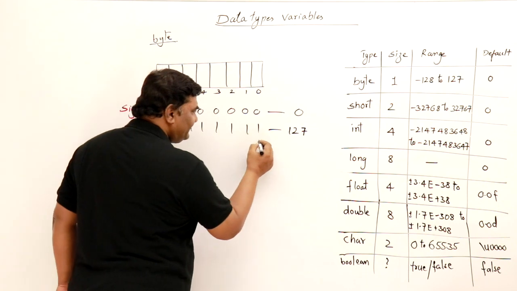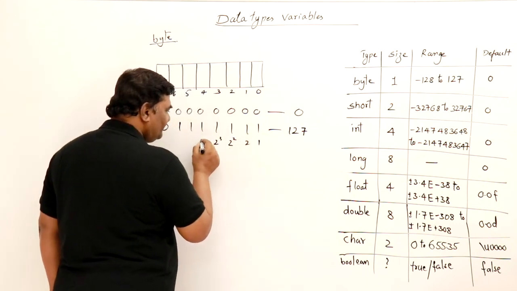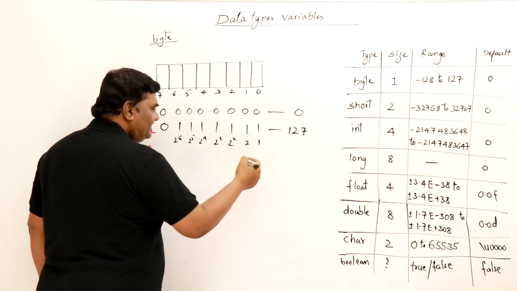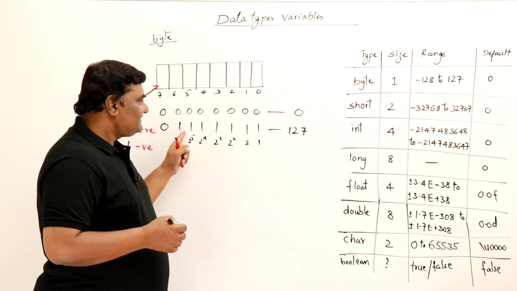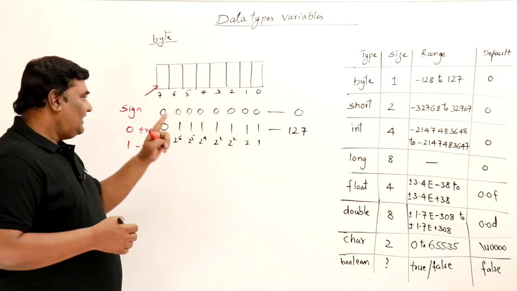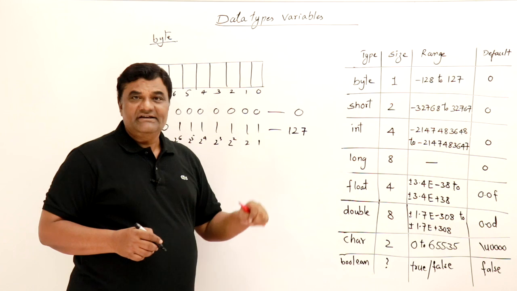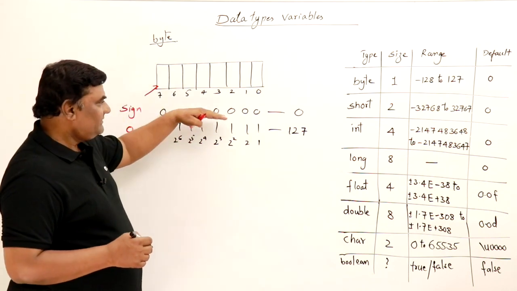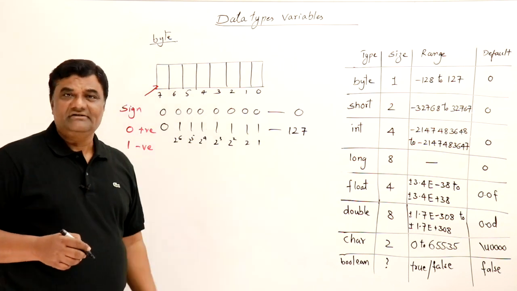If you know this, this is 2 power 0, and 2 power 1, 2 power 2, 2 power 3, 2 power 4, 2 power 5 and 2 power 6. If you add all these, then it is 127. So if all 7 bits are 1, the number is 127, and the sign bit 0 means positive. So this is positive 127. By keeping the sign bit as 0 for positive, the smallest number is all zeros and the largest number is all ones, that is 127.